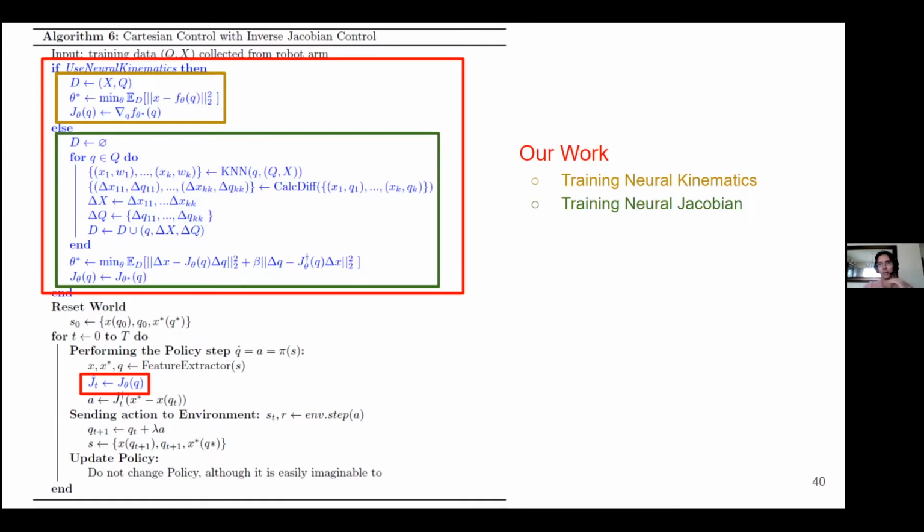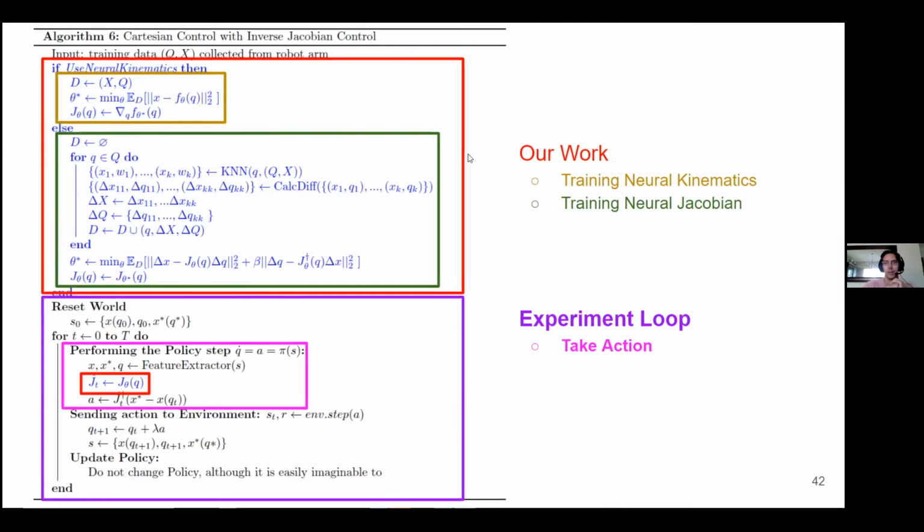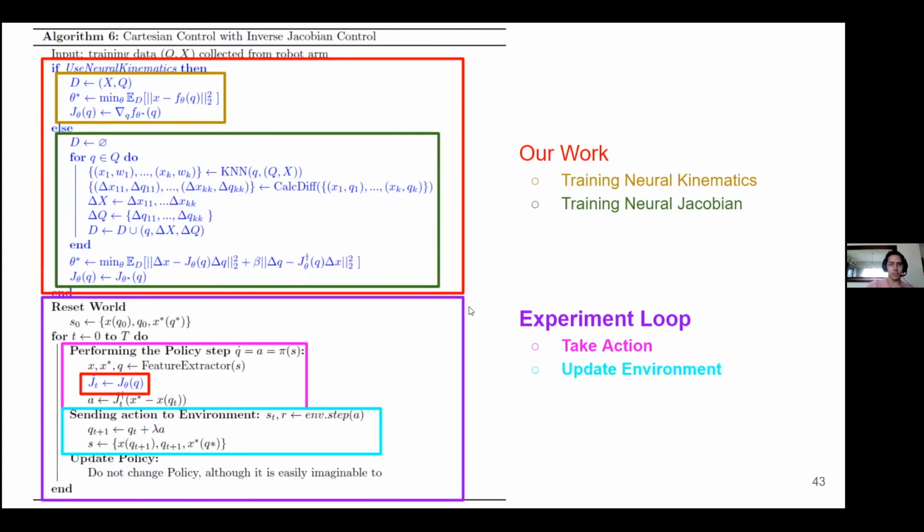The second one outlines a bit more clearly what we did for this alternative method, the neural Jacobian method, where we start with an empty data set, and then for each training example Q, we find the nearest neighbors, take the finite differences for that neighborhood, separate them, and add them to our data set. Then we train on that collected data, and our approximations are directly a forward pass. And then our experiment loop is a pseudo control-like thing where we take our action, but instead of using the ground truth kinematics Jacobian, we now use the approximated Jacobian. And then we just update our environment based on these actions. So, fairly straightforward.